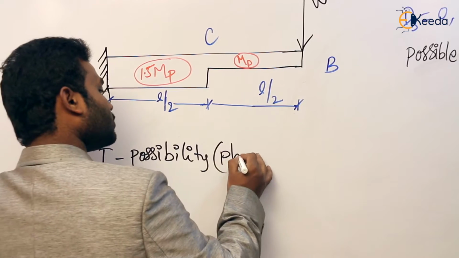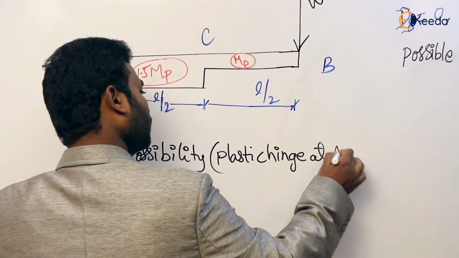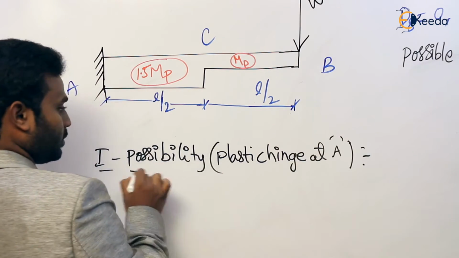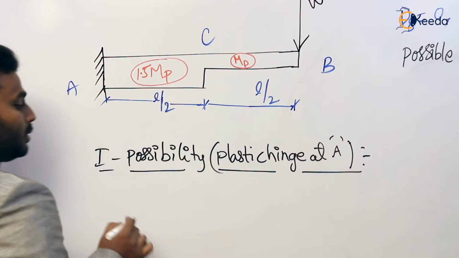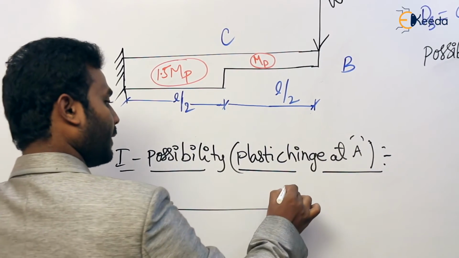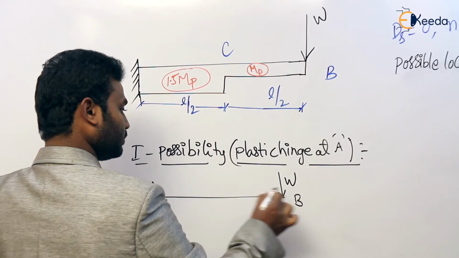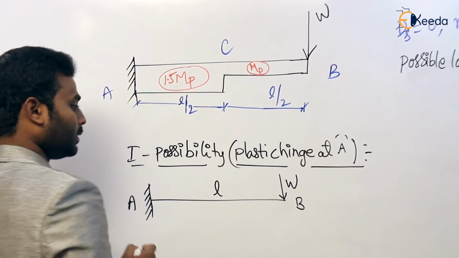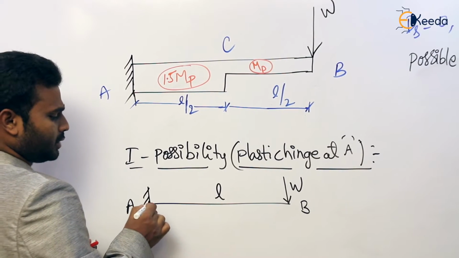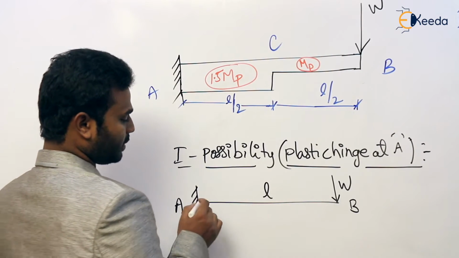So plastic hinge at A. First assume the plastic hinge at A. This is the first possibility. Now this is a beam, and this is L. Agree? In this case we have assumed the plastic hinge at A only. So this is a hinge. Now if the hinge is formed, how is the deflected shape? This is the deflected shape.